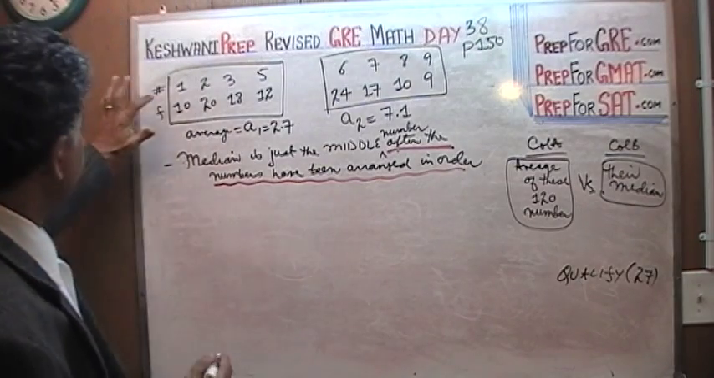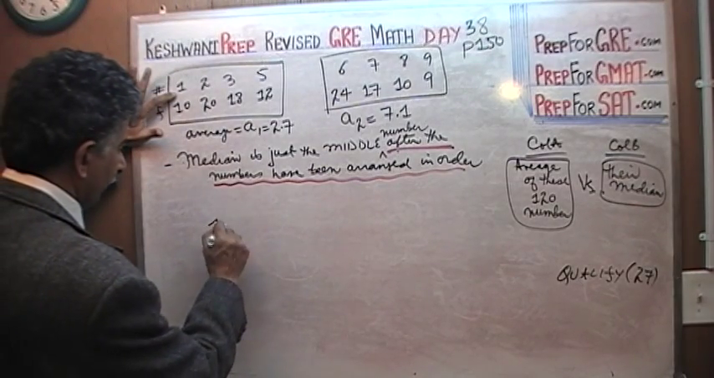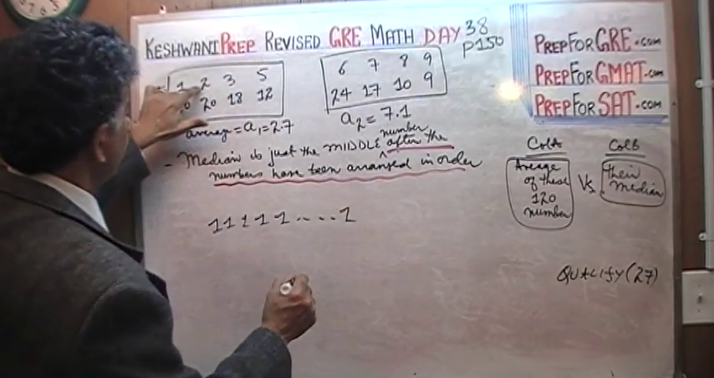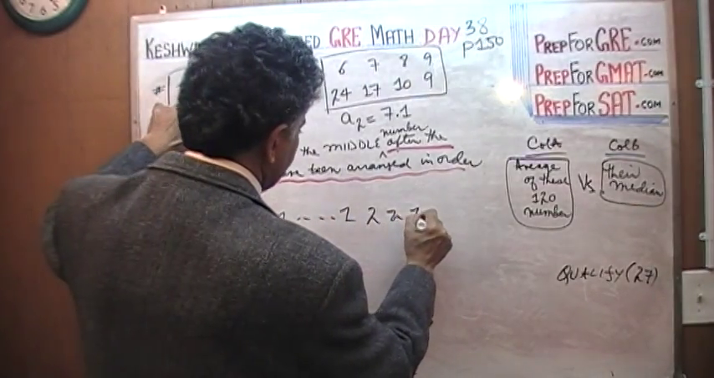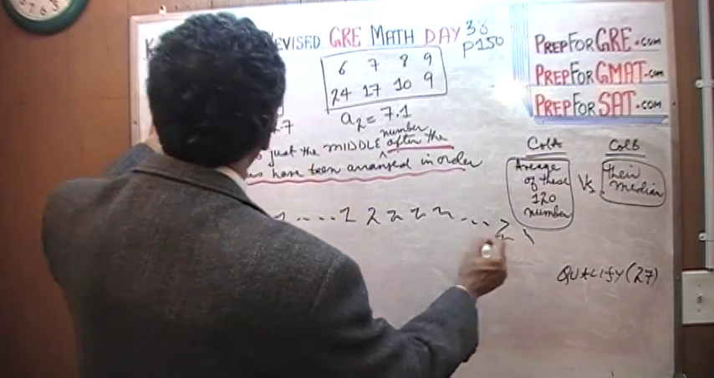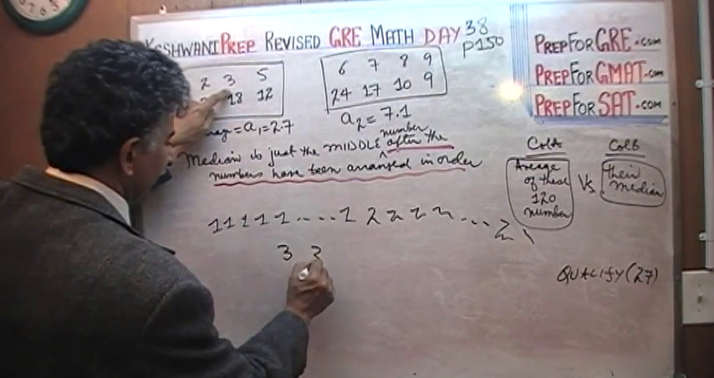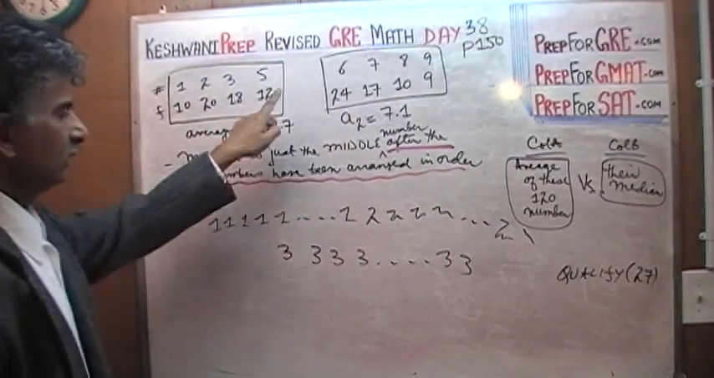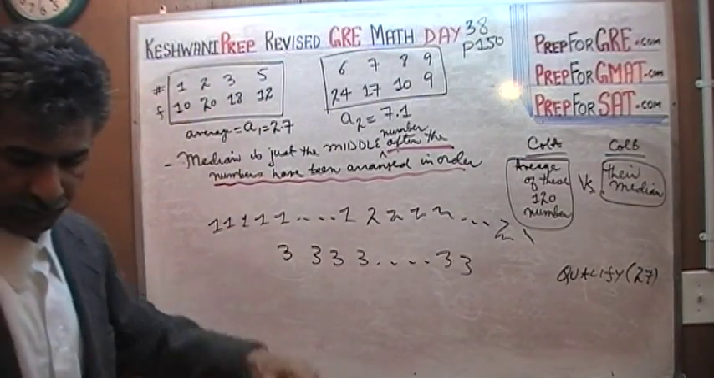We are given 10 ones. 1, 2, 3, 4, 5, all the way to 10 ones. Then we are given 20 twos, 20 of them. Then we are given 18 threes, 18 of them, and so forth. They are already arranged in order. 1, 2, 3, they're all there.